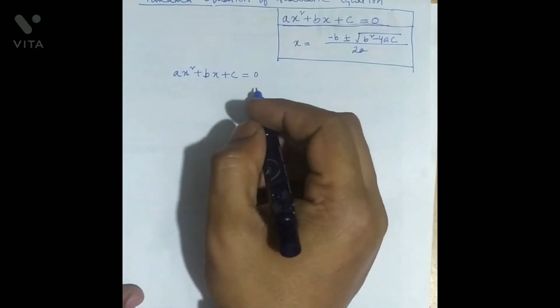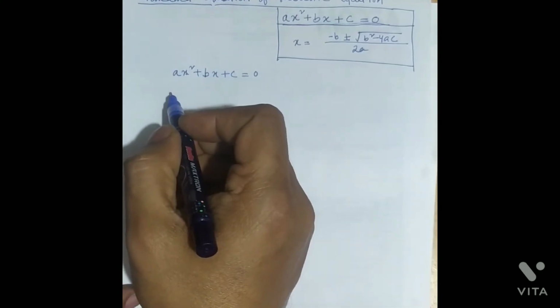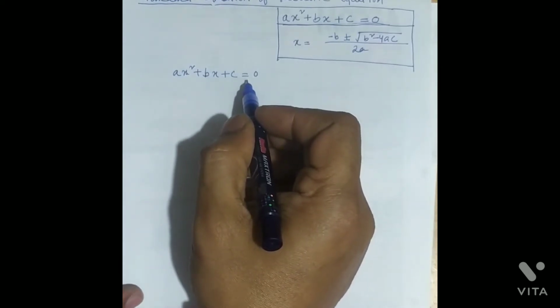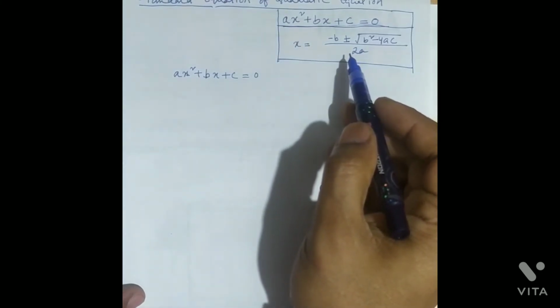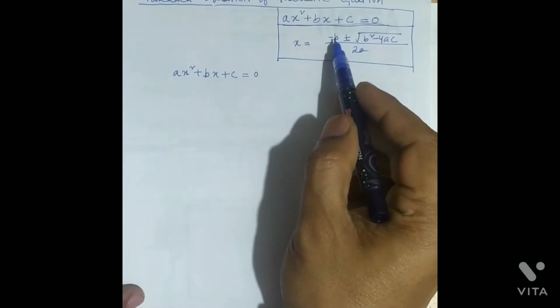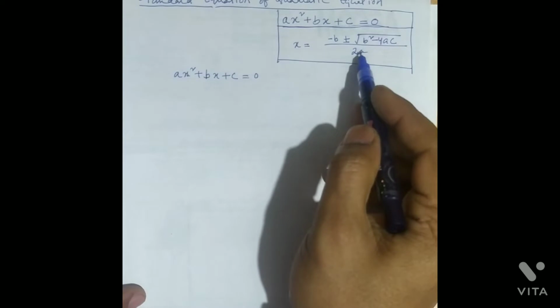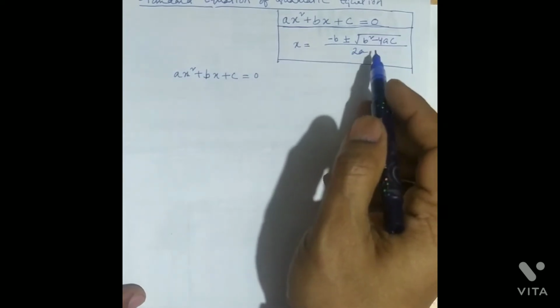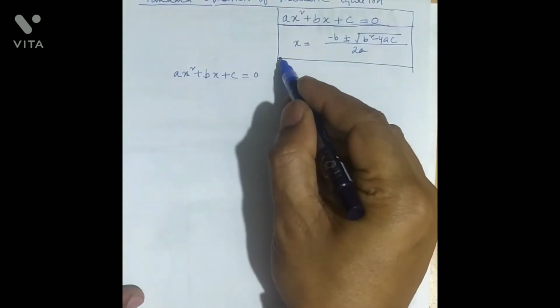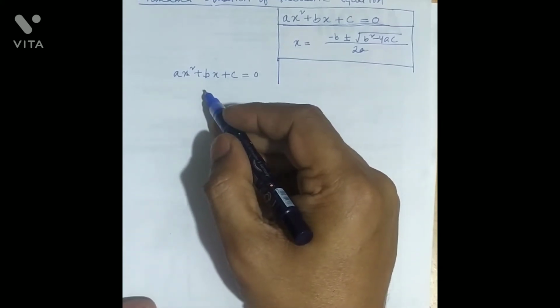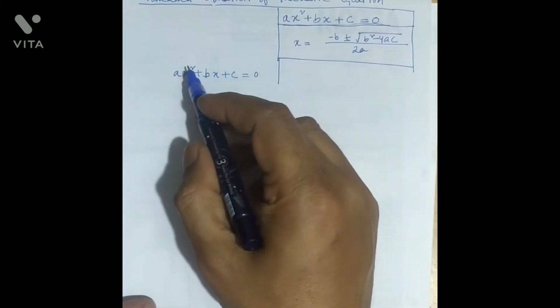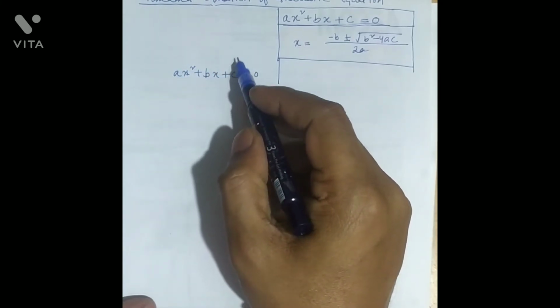So we want to find the solution of this quadratic equation. You might have remembered that this solution is minus b plus minus root over b square minus 4ac divided by 2. Today we learn how it is found. Today we will try to solve this problem with the method of completing the square. So we'll try to make this whole expression a square.